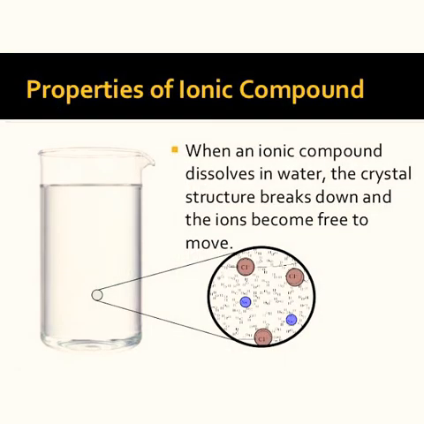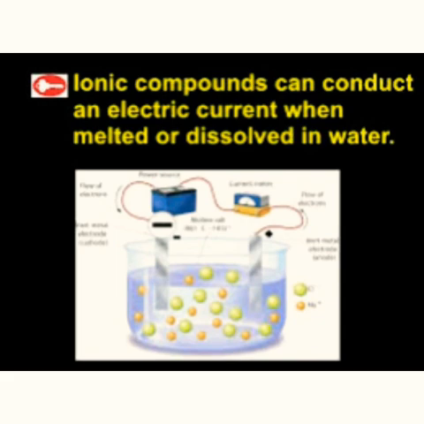The fourth property is the conduction of electricity in ionic compounds. The conduction of electricity through a solution involves the movement of charged particles. When an ionic compound dissolves in water, its structure breaks down and the ions become free to move. Ionic compounds conduct electricity in the molten state. This is possible in the molten state since the electrostatic force of attraction between the oppositely charged ions is overcome due to the heat. Thus, the ions move freely and conduct electricity.